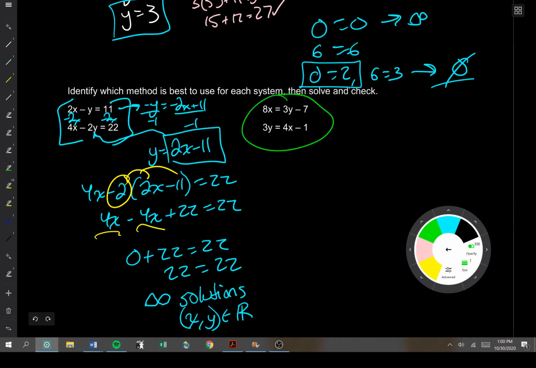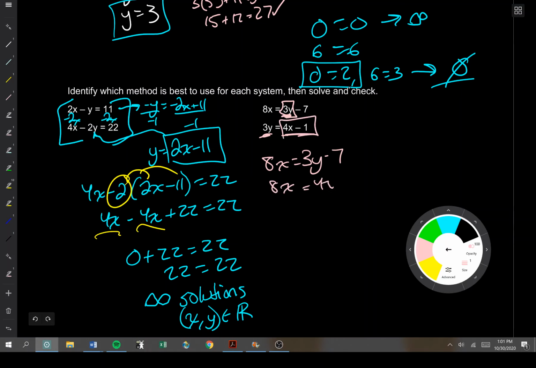Okay, this one here is not going to do substitution very well, because we can't get a variable by itself without creating a fraction somewhere. Now, I could be really sneaky, and if you see this, awesome. Look how this says 3y equals 4x minus 1. And there's a 3y right here. So I could just take that 3y on top and replace it entirely with 4x minus 1. See how sneaky that was?